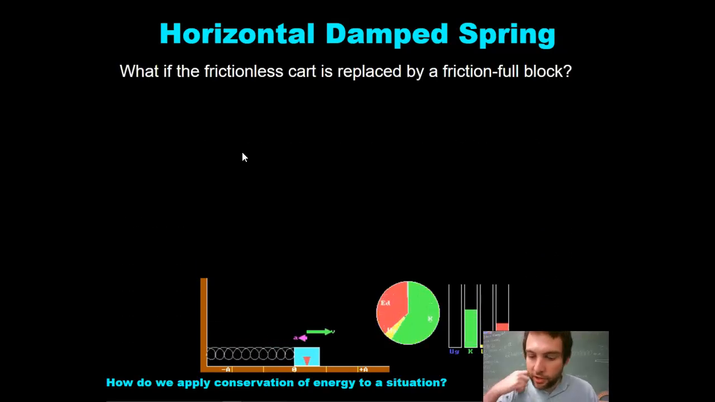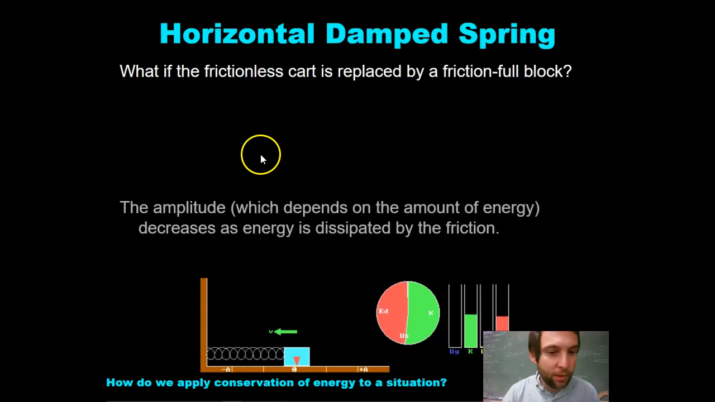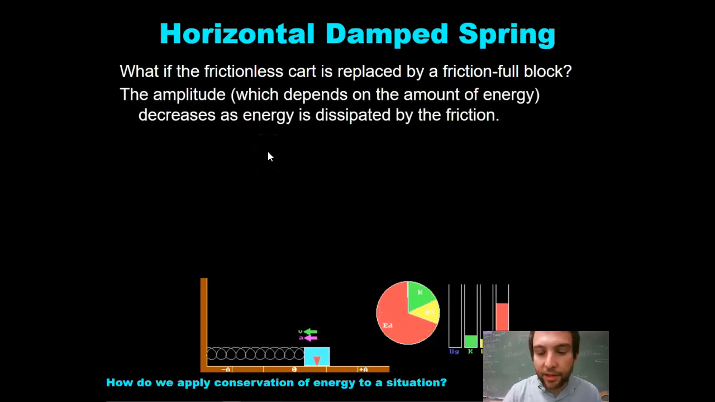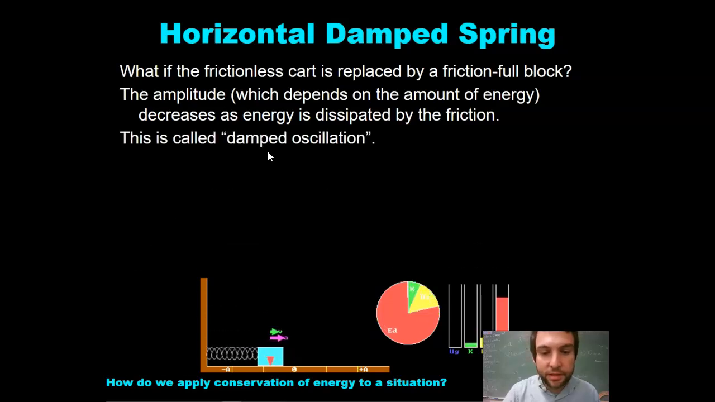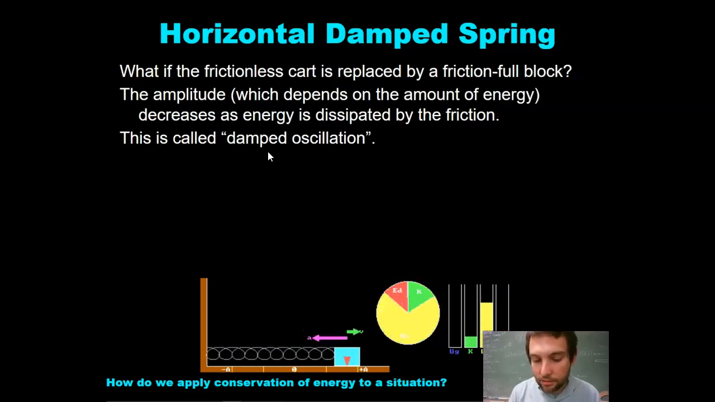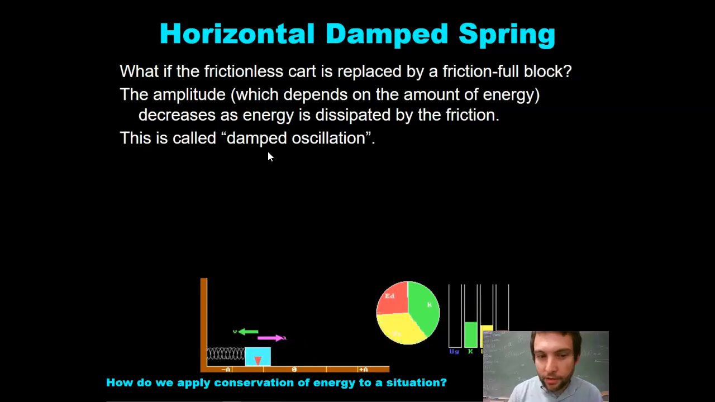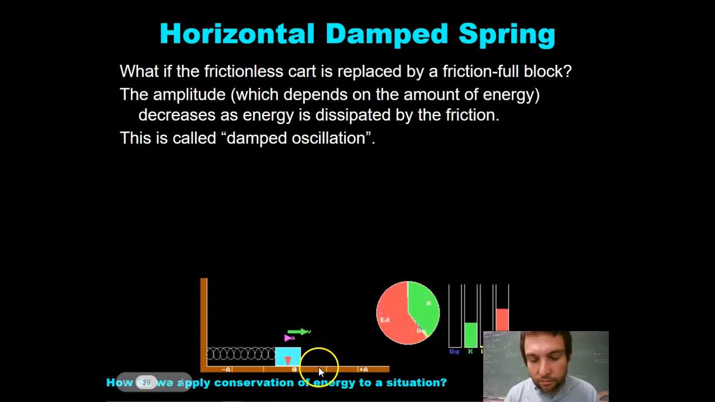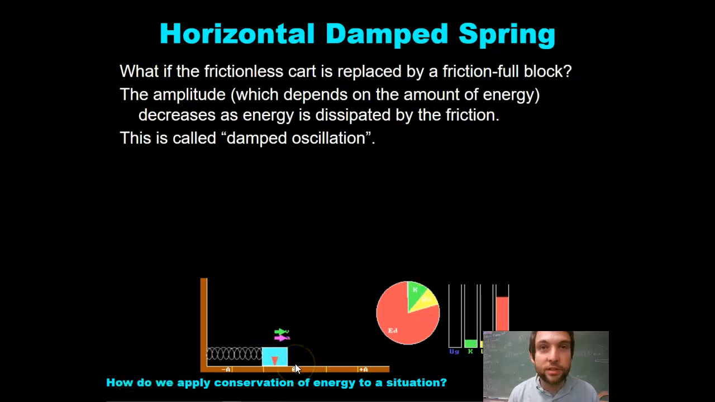What if the frictionless cart is replaced by a friction-full block? Amplitude decreases as energy is dissipated by the friction. This is called damped oscillations. In damped oscillations, something that is interesting is the amplitude is decreasing, so it's getting closer and closer to equilibrium, and eventually it's going to just not move, right? Because there's this external force acting, there's this friction removing energy from the system.